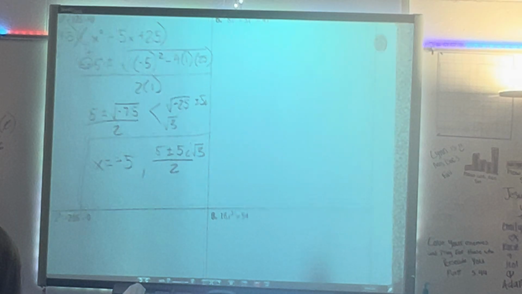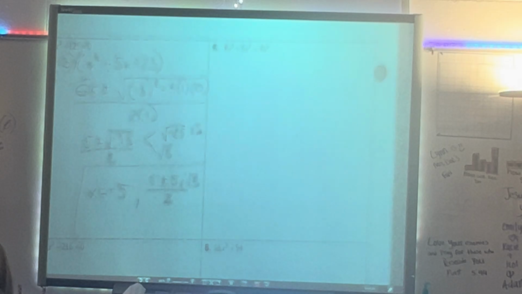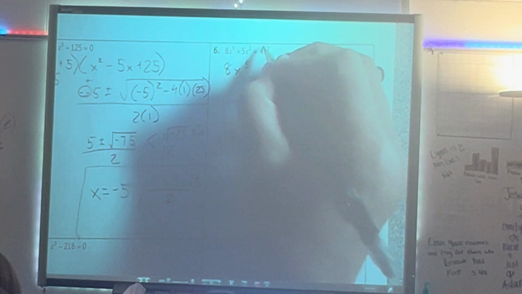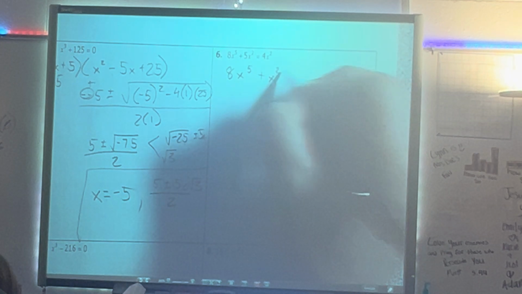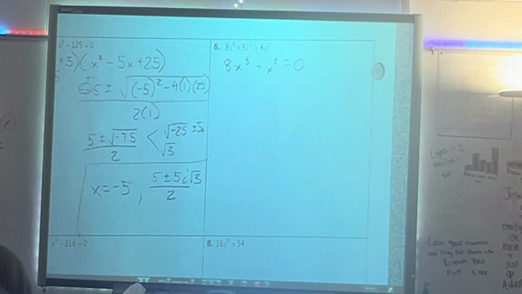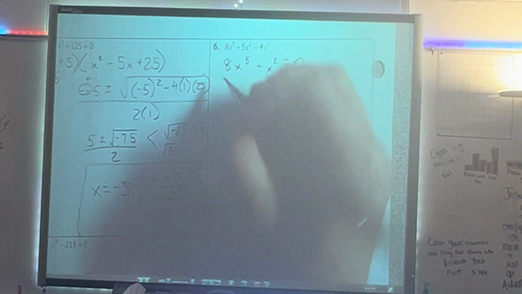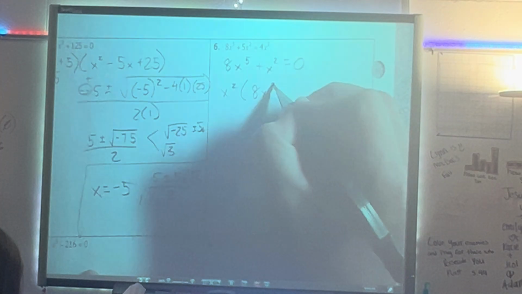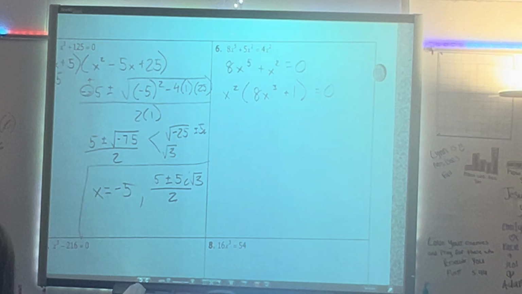All right, what about 6? Gotta move the 4x squared over first. So I've got 8x to the 5th. When I move this over and subtract it, that gives me plus x squared equals 0. Now what do I do? I take out the x squared, which is going to leave me 8x cubed plus 1. We've got to have the 1.